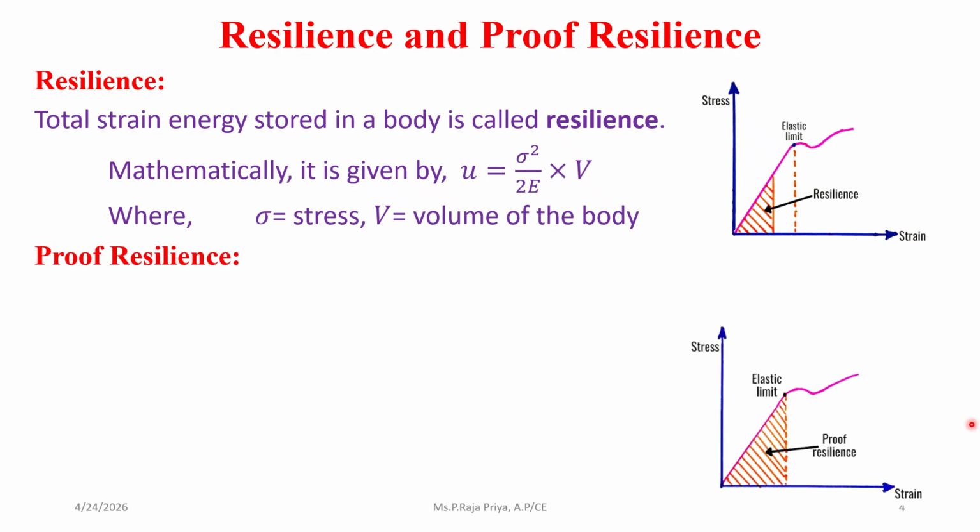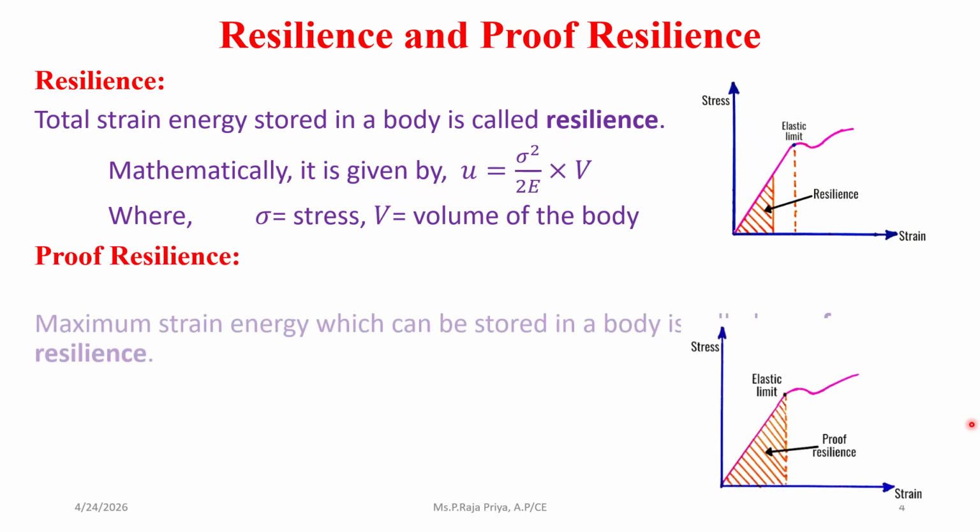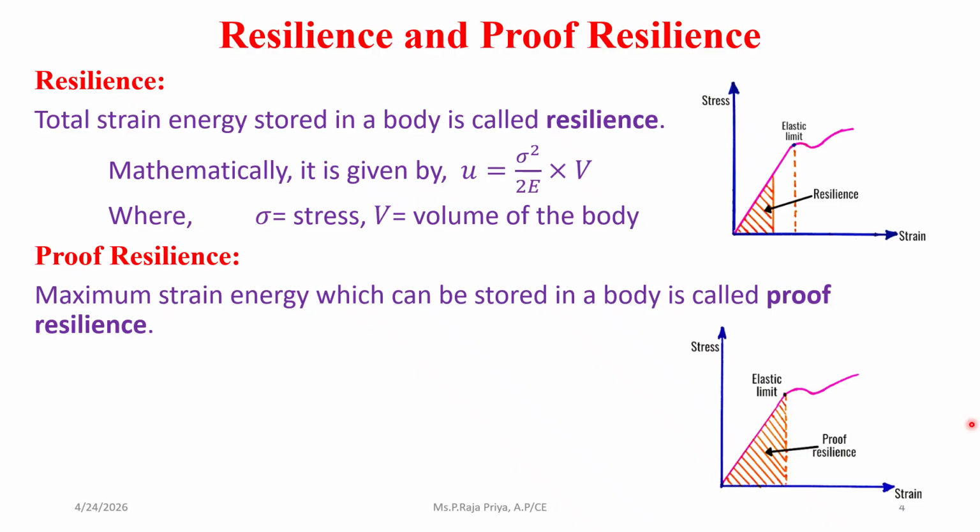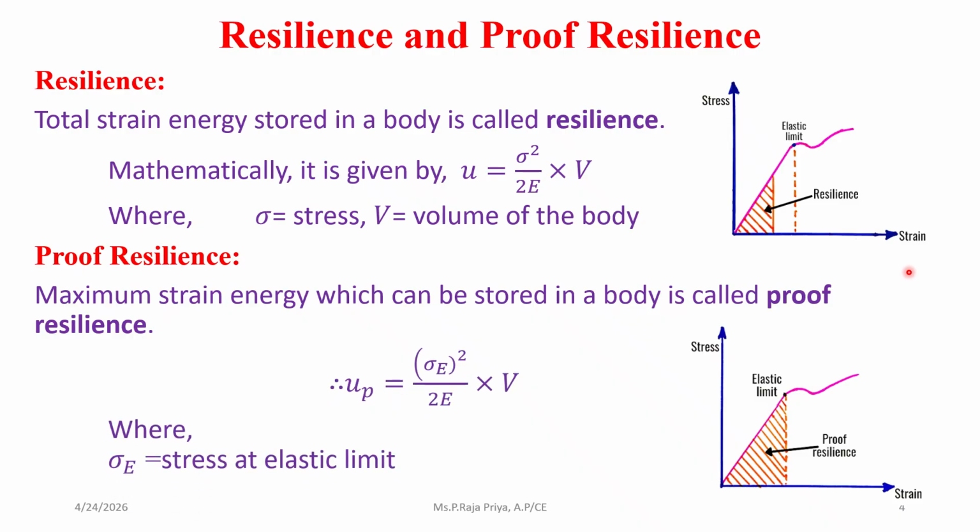Next is proof resilience. It is the maximum strain energy which is stored in a body. The maximum strain energy will be at the elastic limit. So the proof resilience will be the maximum strain energy and the resilience will be the total strain energy within the elastic limit. And here you can see the mathematical expression for the strain energy, which is sigma square by 2E into V. This expression we'll see in the upcoming slides.